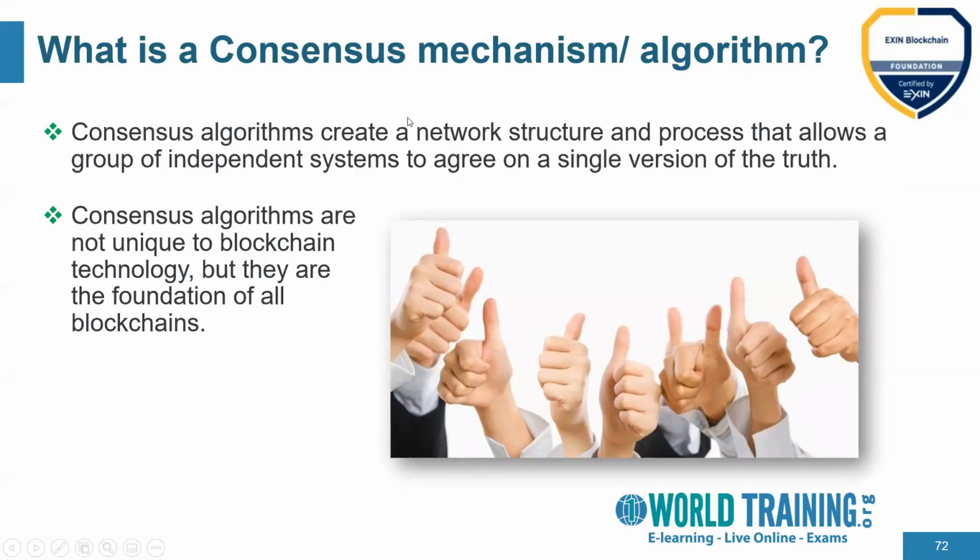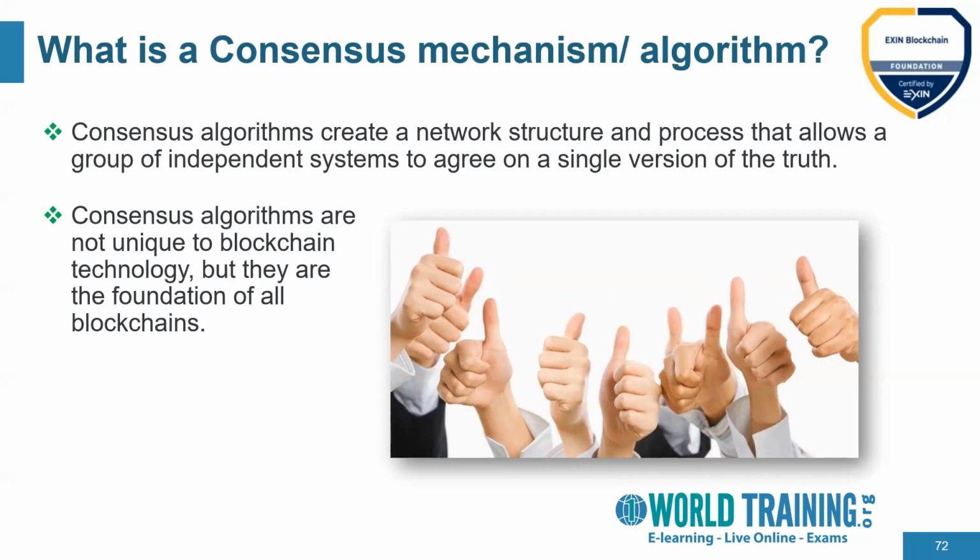What is a consensus algorithm or consensus mechanism in a nutshell? As we say, a consensus algorithm aims at creating a kind of agreement in a group. The focus is how you can create consensus in the group and ensure a single version of truth is maintained. It creates a network structure or process that allows a group of independent systems to agree on a single version of truth.